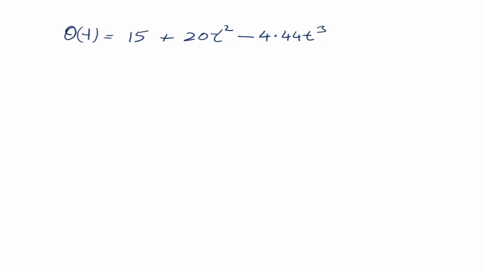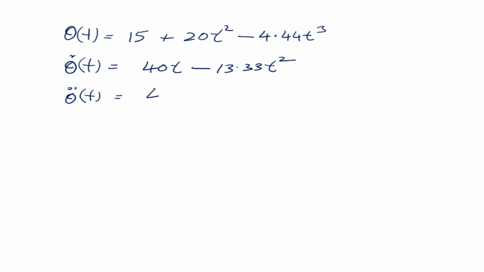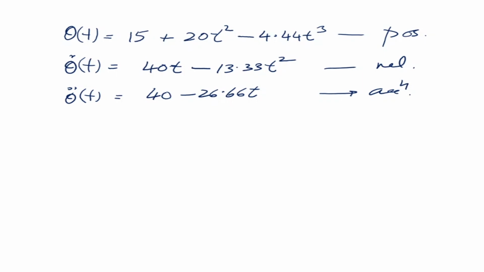Okay, now I'm asked to find the position, velocity, and acceleration. So for velocity, I take the derivative, I just differentiate this, and I get theta dot t equal to 40t minus 13.33t squared, and theta double dot t is equal to 40 minus 26.66t. Okay, so we have position, we have velocity, we have acceleration. Now we need to plot and see the variation of position, velocity, and acceleration.